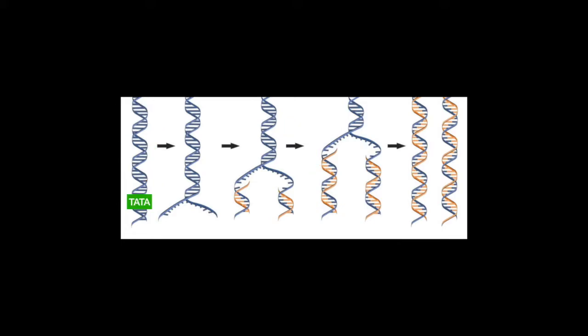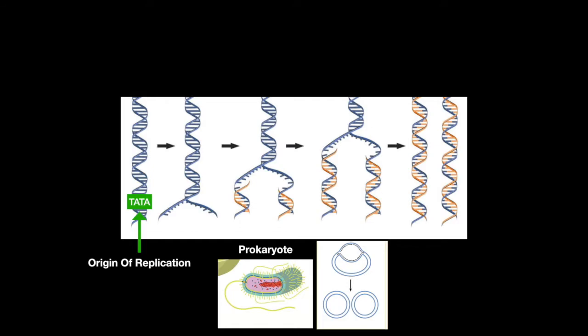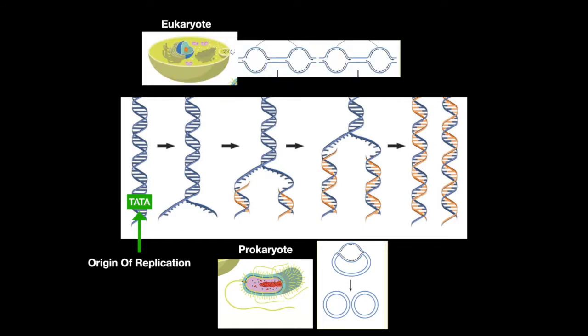DNA replication starts at a particular sequence of DNA in an area rich in thymine and adenine base pairs known as the TATA box. This sequence is the origin of replication, and for prokaryotes, there is just one single origin of replication, but for eukaryotes, there can be many.